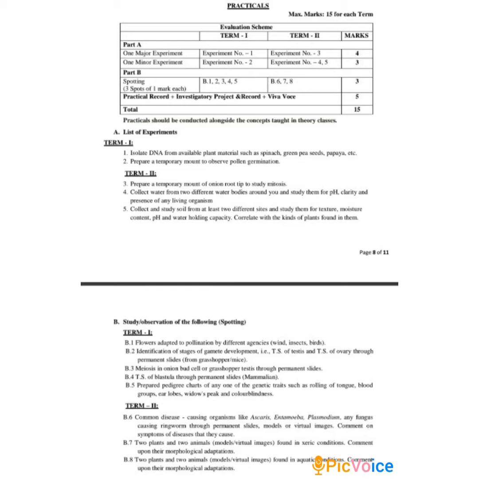Okay, and part C, that is section C, is viva voce. You will have viva voce from the practical record and investigatory project. Okay, so this is your new scheme for practical examination. So you have to start writing the record book from now itself. Okay, so I will explain the order.